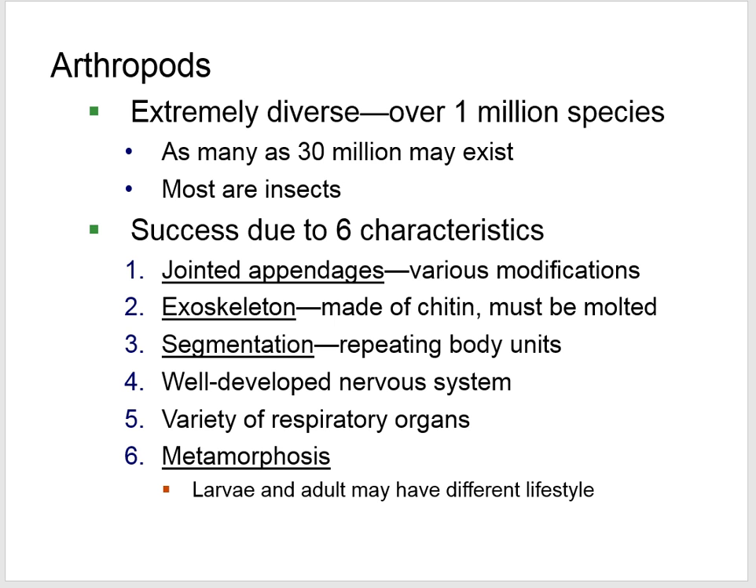That doesn't seem like a big deal, but the evolutionary and biological advantage to metamorphosis is that the larvae and the adults are generally living and eating different foods, living in different places. They're not competing with one another. That allows arthropods to be extraordinarily successful because the kids and the adults don't have to share resources.